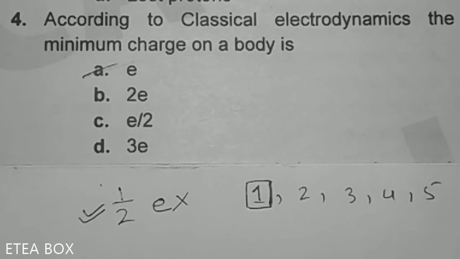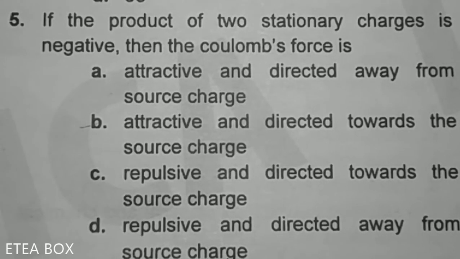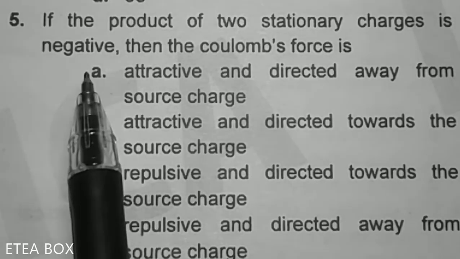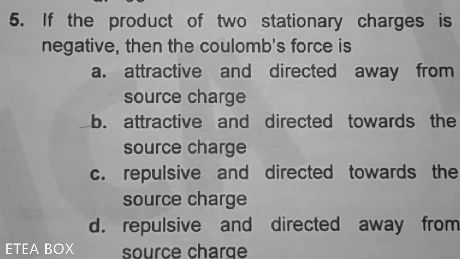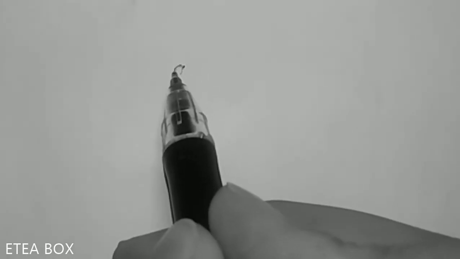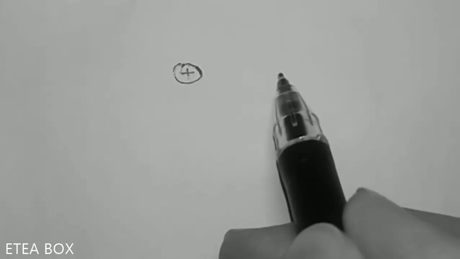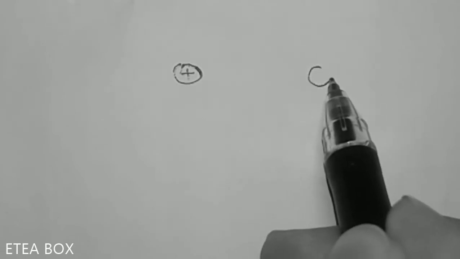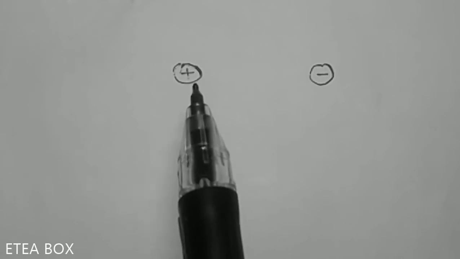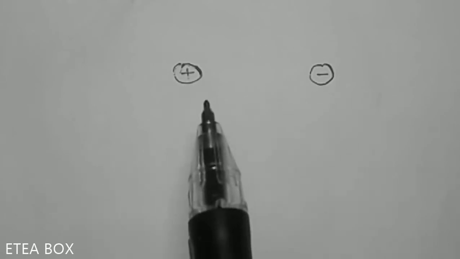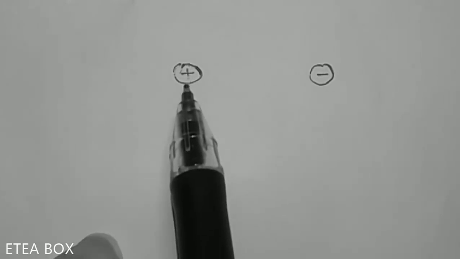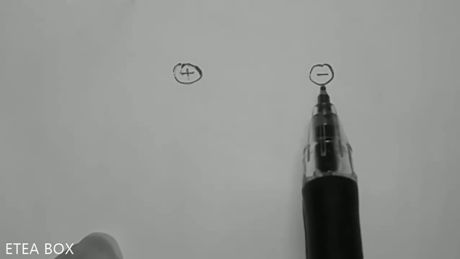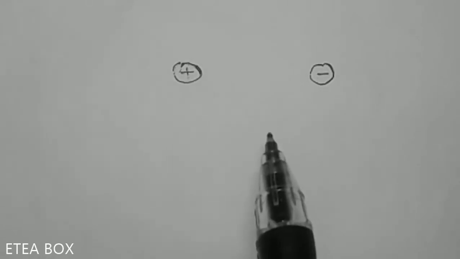Next one. If the product of two stationary charges is negative, then the coulomb force is, now look here, we know that the product is negative when one charge is positive and another charge is negative. When we multiply plus and minus, it gives negative. So it means that these two will be attractive. The coulomb force between them will be attractive.